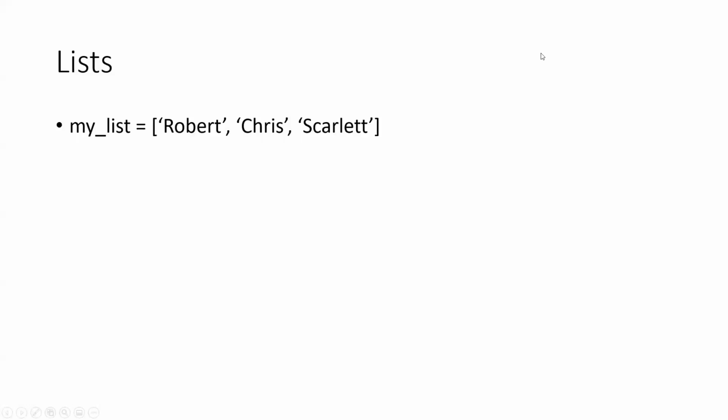So let's start with this. We will have a list, and that's composed of three elements: Robert, Chris, and Scarlett. Okay. Whenever you're talking about lists, by force, we almost need to talk about indexing.